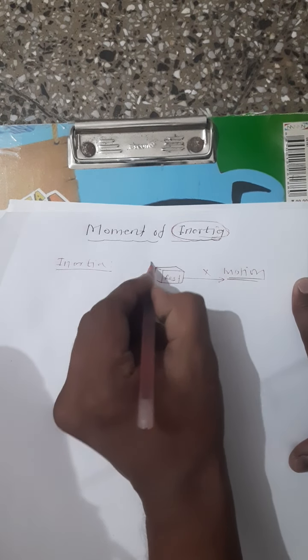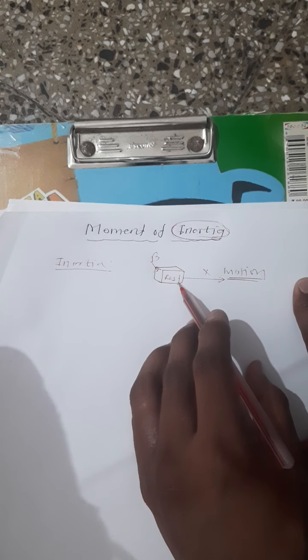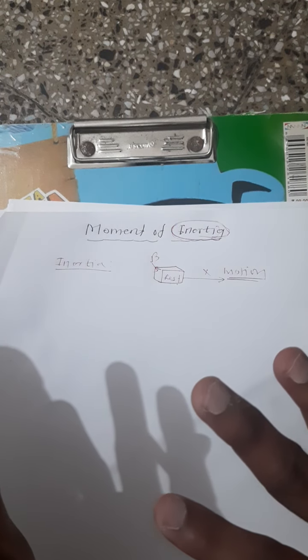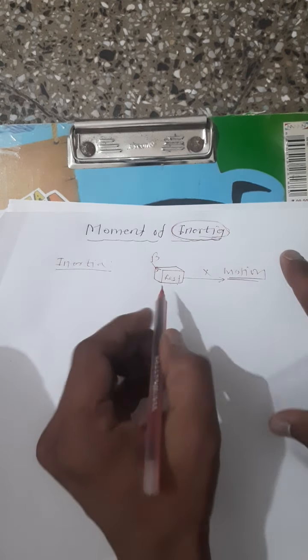If this body is in a rest position, then that body does not go into motion. That body never wants to go into motion if it is at rest. So it wants to continue at rest. So that is what? Inertia.